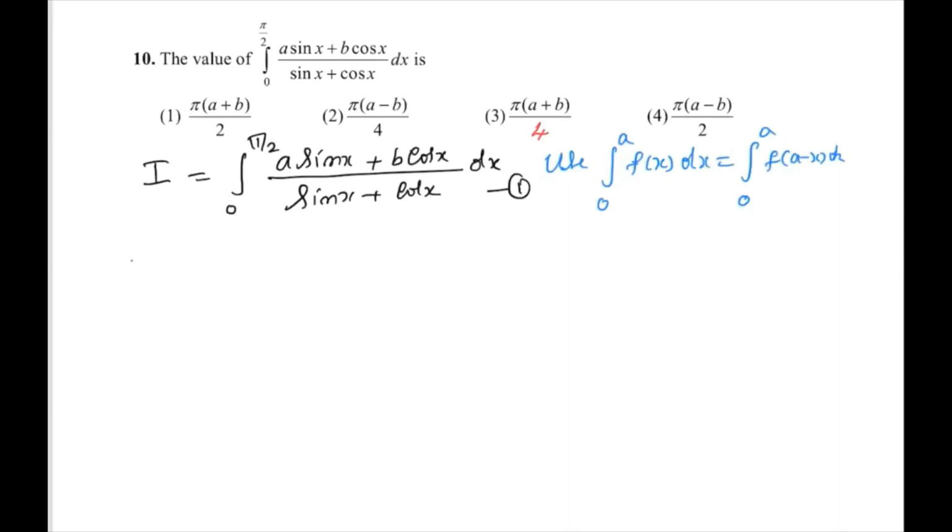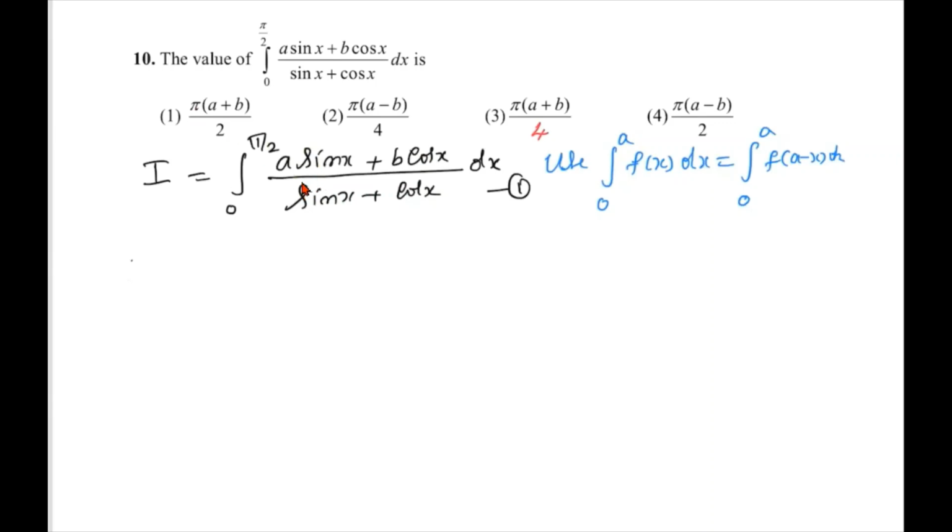Question number 10. The value of integral 0 to pi by 2 of a sin x plus b cos x upon sin x plus cos x dx. So here please make the correction. The third option is pi times a plus b by 4. Take I as integral 0 to pi by 2 of a sin x plus b cos x upon sin x plus cos x. If I take a equal to 1, b equal to 1, here this becomes 1. So answer will be pi by 2.